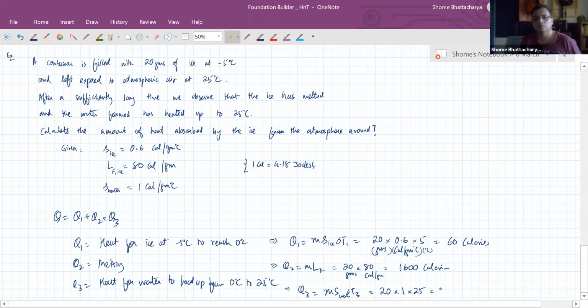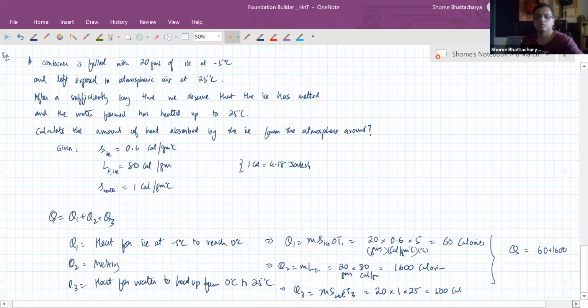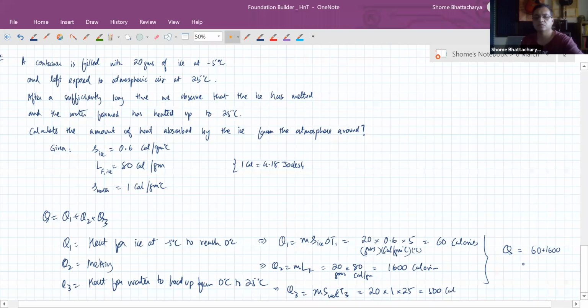So this will become 500 calories. So the total Q will become 60 plus 1600 plus 500. So that's how much now? 2160 calories, or you can say 2.16 kilocalories. And if you like, you can convert that to joules by multiplying with 4.18.